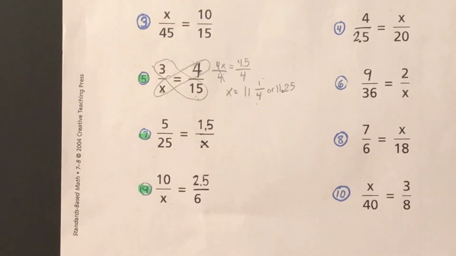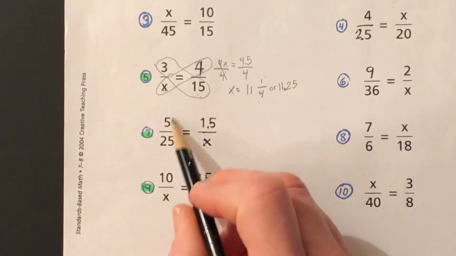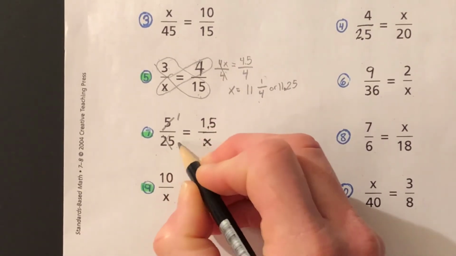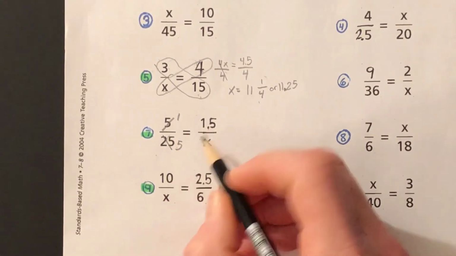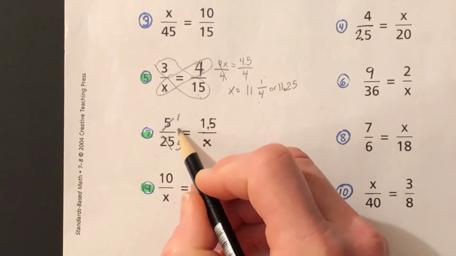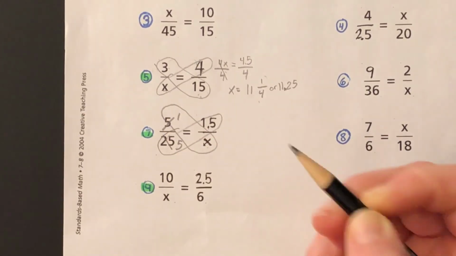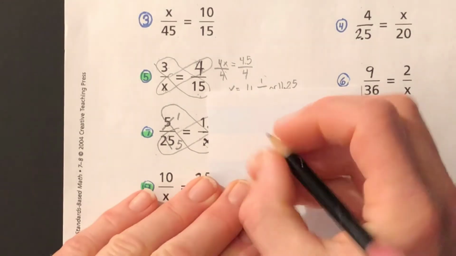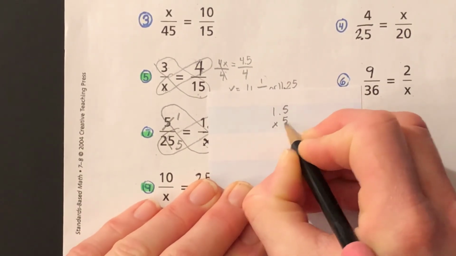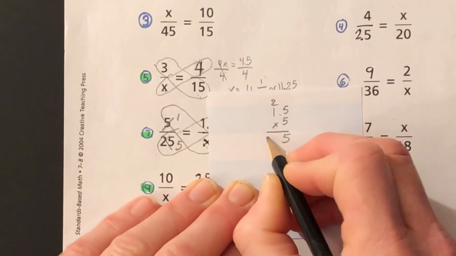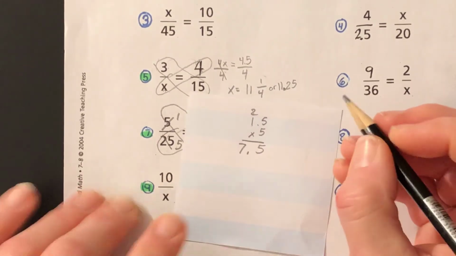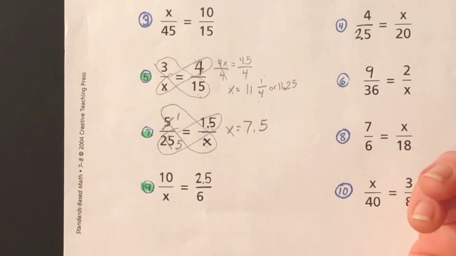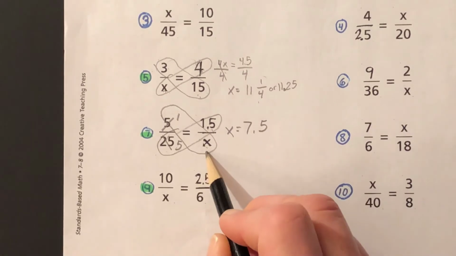Number 7. This is reducible, so I'm going to go ahead and reduce that. So now, since I can't easily go from here to here, I'm going to cross multiply. I'm left with x equals 5 times 1.5, 7.5. X equals 7.5. I have my answer. That was a pretty simple one, simply because when I multiply this, I just get a single x.